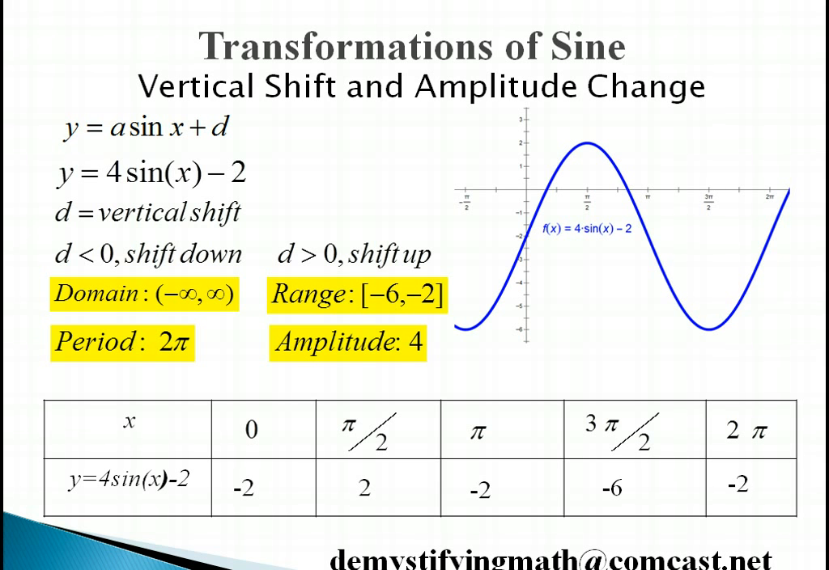Okay, in the next lesson, we're going to be doing some horizontal transformations of the graph.